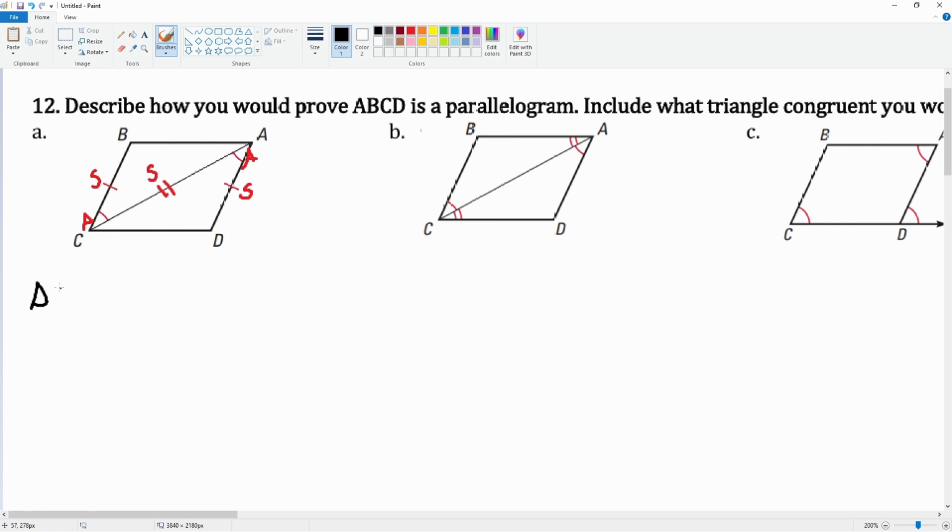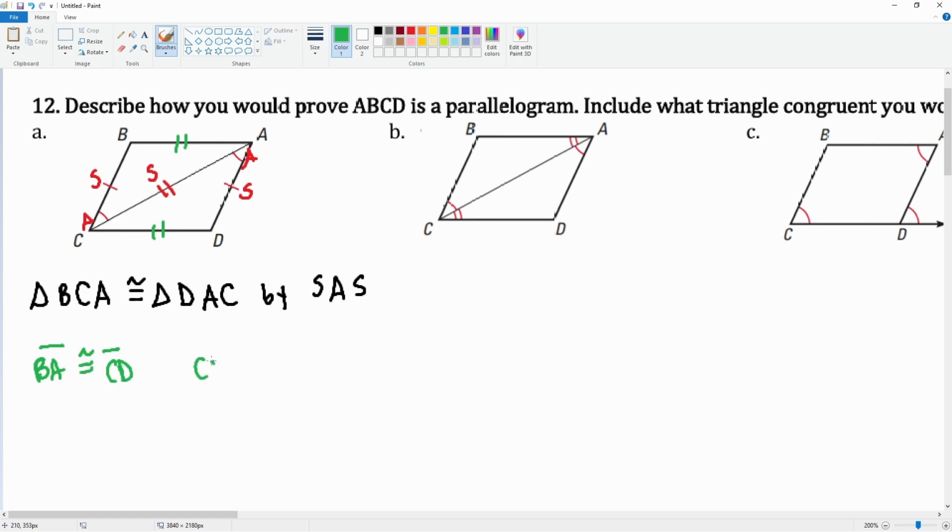Triangle, let's say BCA is congruent to triangle DAC by side, angle, side. Then I can show congruent parts by CPCTC. So I can show BA is congruent to CD by CPCTC.